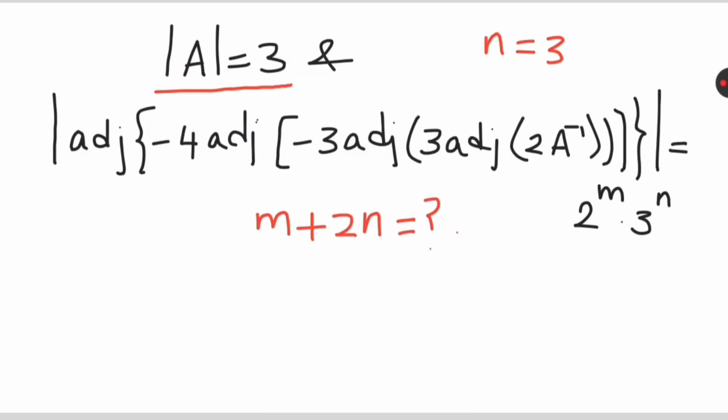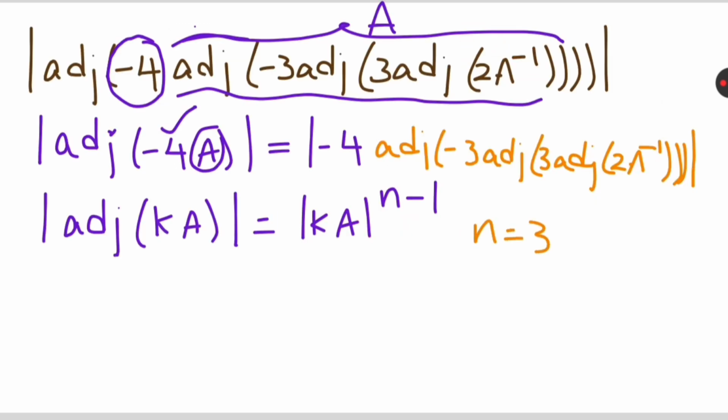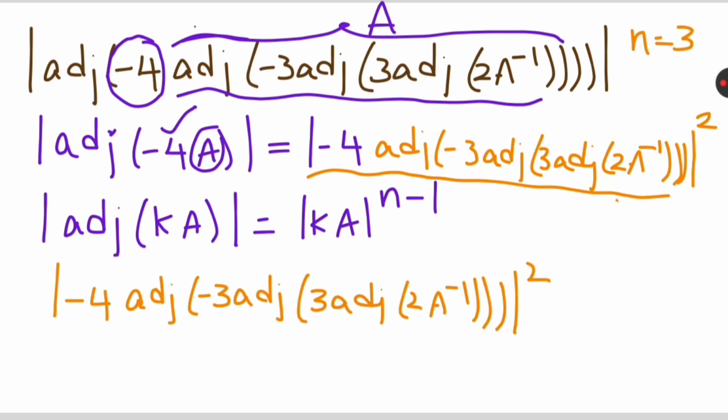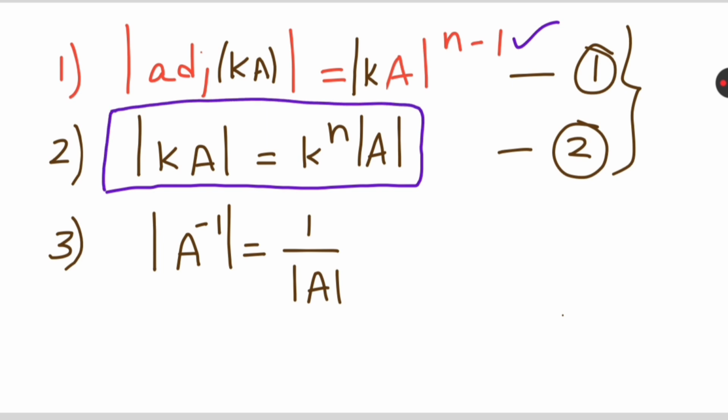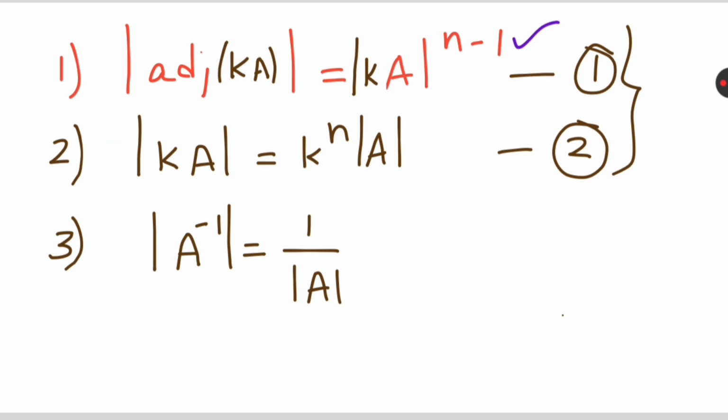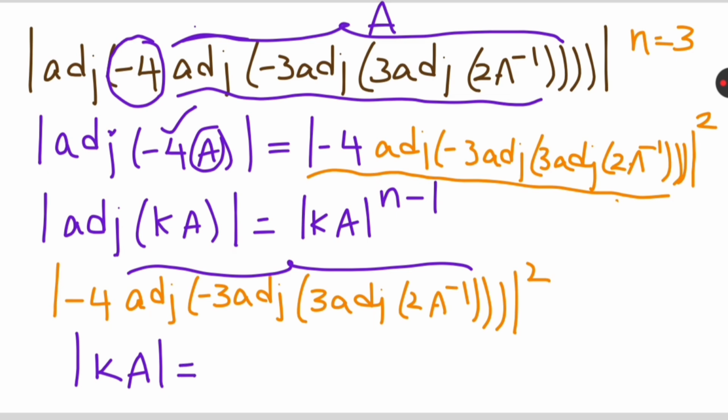Our given matrix is of order 3, that means the n value is 3. So n minus 1 is 3 minus 1, which is 2. Now observe this one. I am going to write this whole expression here. It is in the form of determinant of a constant minus 4 times something. So we can write this as k, and this whole expression as A. So it is in the form of our second property, determinant of kA equals k raised to the power of n times determinant of A. So use that second property.